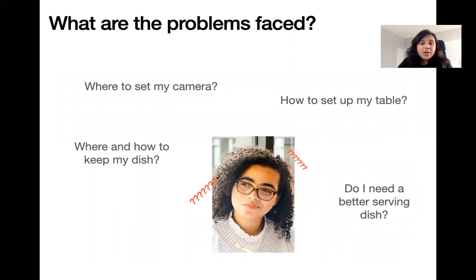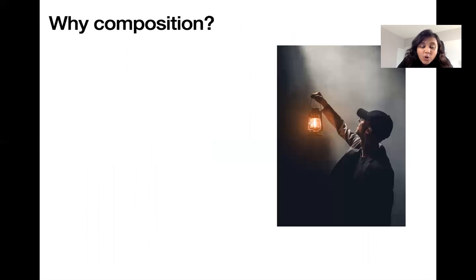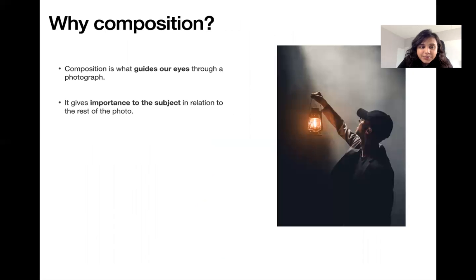You must have remembered this, or anyone in your family who made a dish and wanted to take a picture. What are the common problems faced by you or them? First is definitely where to set up my camera, how to set up my table, how to set up my dish, and what dishes I can use to place my food on. These are the common problems faced not only by an individual but also a photographer. So how do we solve these? Composition can be an answer for that.